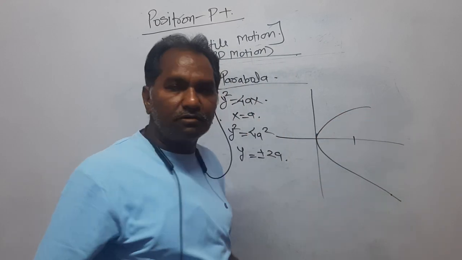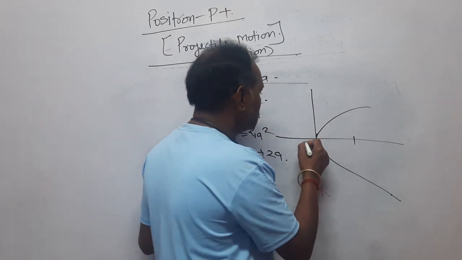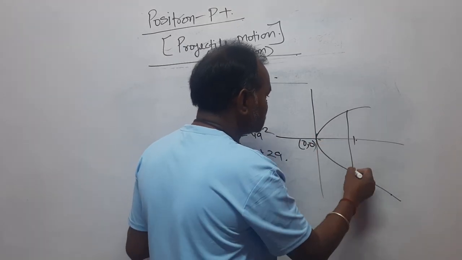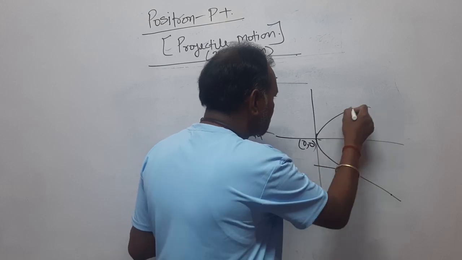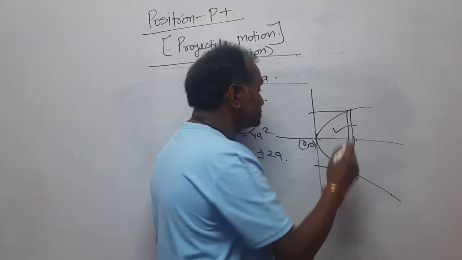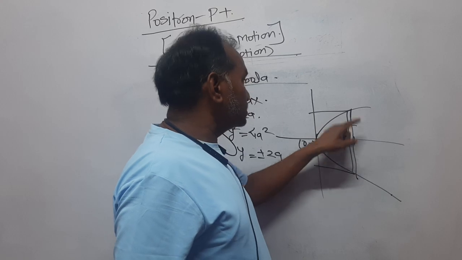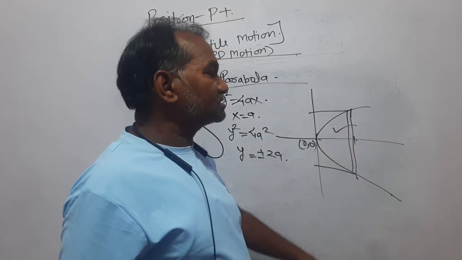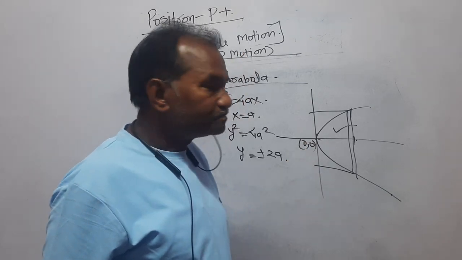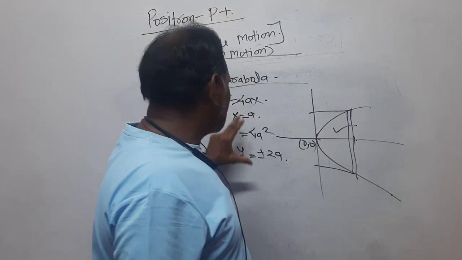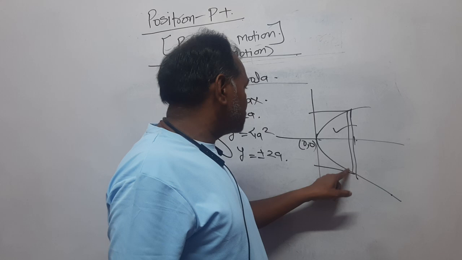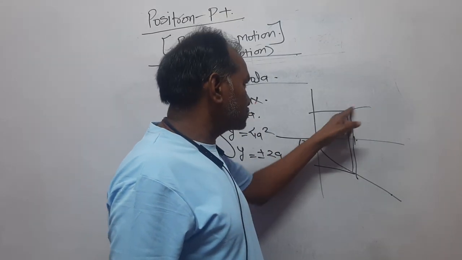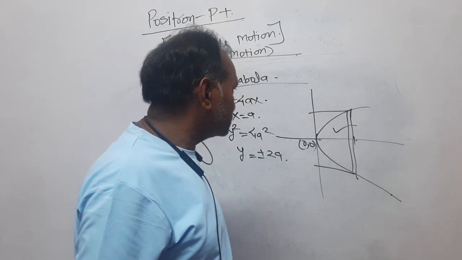And y² = 4x passes through (0, 0). For a single value of x, y has two values. It means this is in the first and fourth quadrants, and it is symmetric about the x-axis and passes through the origin. So this graph justifies this equation. The standard equation of the parabola is y² = 4ax, and you can plot it in this way.